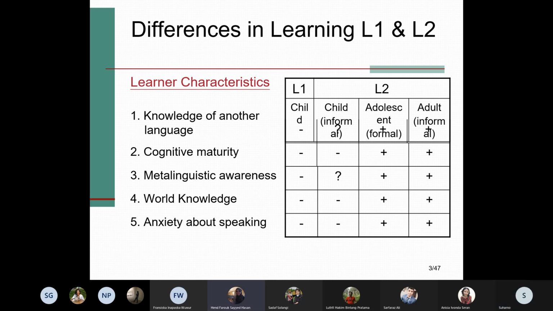But would you please say it again? What was the question? Because I heard it like prior knowledge. Yeah, prior knowledge. It's called the schemata. Yeah, schemata.